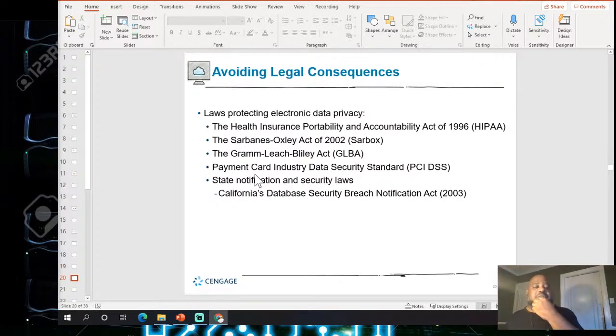Avoiding legal consequences. We talked about a few of these. Health Insurance Portability and Accountability Act of 1996, HIPAA. Sarbanes-Oxley is financial, 2002. Gramm-Leach-Bliley is also financial. Payment Card Industry Data Security Standard, PCI DSS. If you have credit cards, you've got to store those a certain way so you don't get hacked.